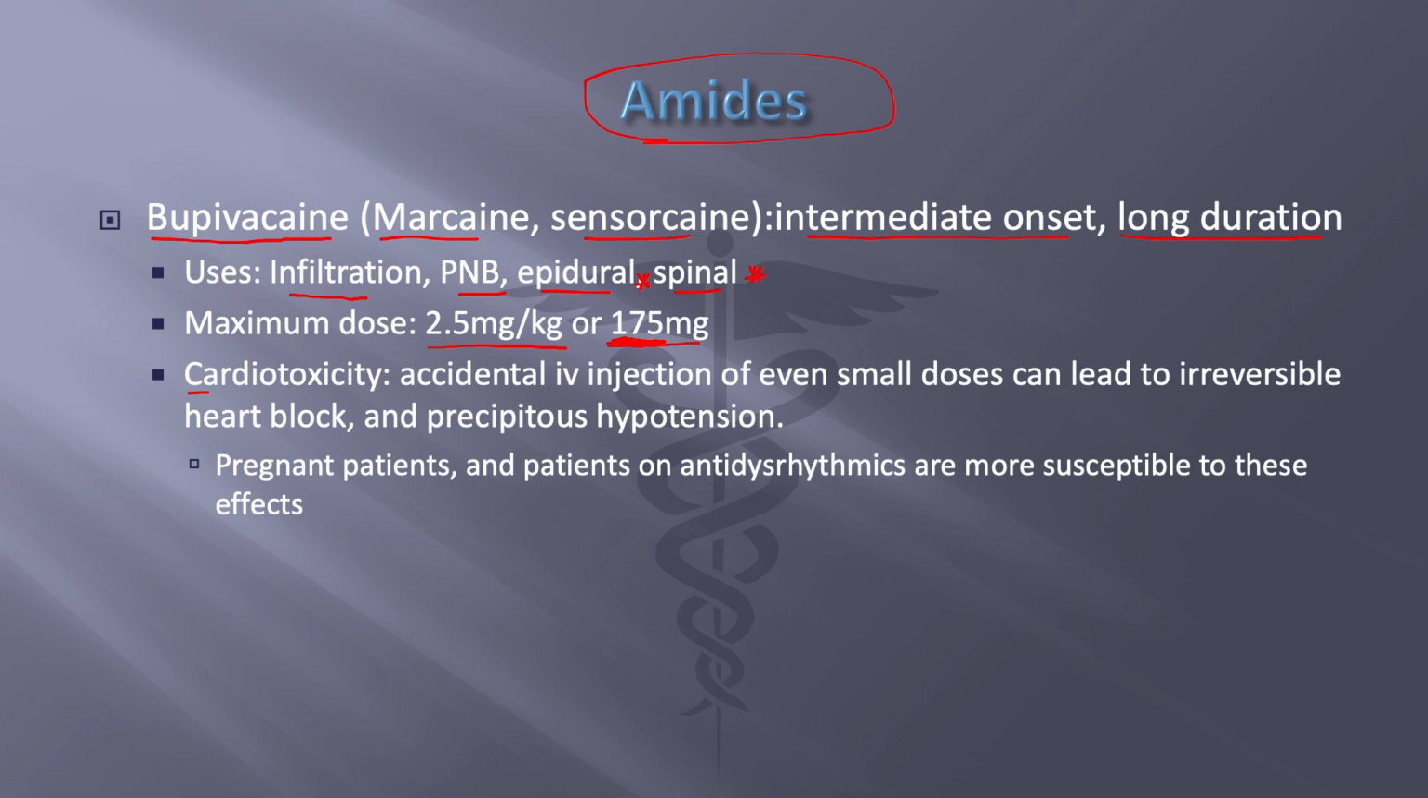Okay, that's because it's very cardiotoxic. Accidental IV injection of even small doses can lead to irreversible heart block and precipitous hypotension. Irreversible heart block sounds like a bad time to me. So that's not something that we want to do. Pregnant patients and patients on antidysrhythmics are going to be more susceptible to these effects, okay?